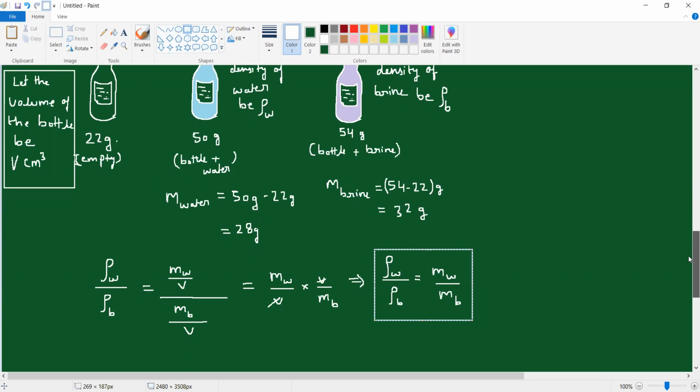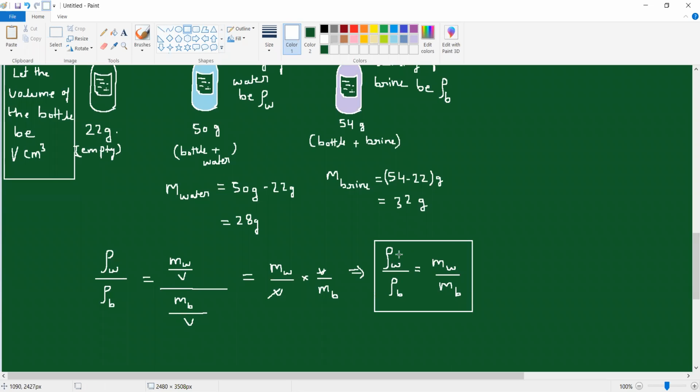Okay, now we will put the values. Density of water is 1 gram per centimeter cube. We all know this. So I will write 1 here and rho B. Here we have to find out the density of brine. Here the mass of water is how much? 28.